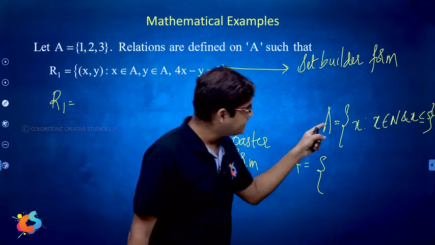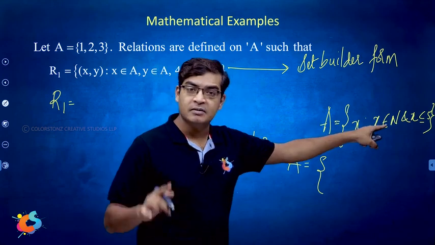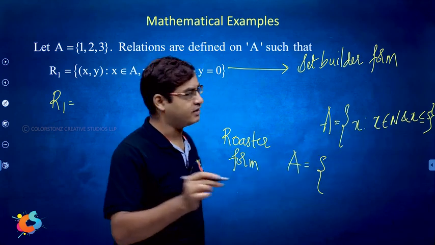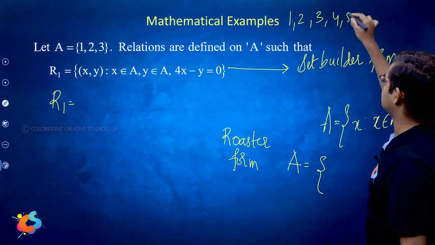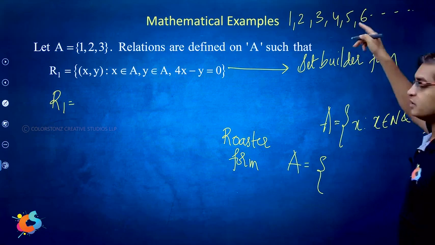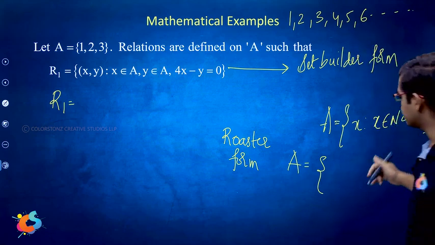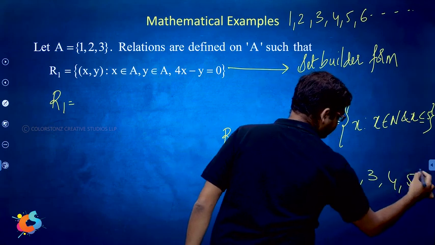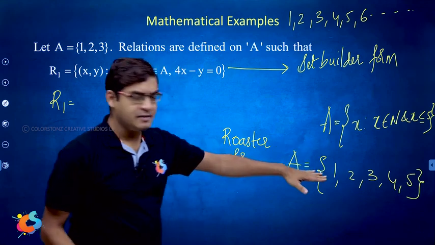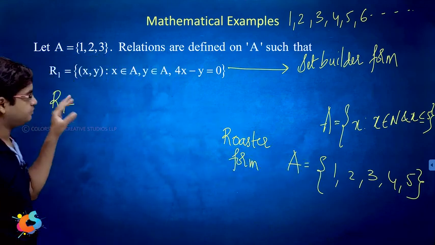Okay, so for this set, what are the elements? Here x should be a natural number and x is less than or equal to 5. Natural numbers are 1, 2, 3, 4, 5, 6, and so on. So it should be a natural number less than or equal to 5. Therefore, 1, 2, 3, 4, 5. So we are writing the same set in roster form. The same thing we are doing here also.